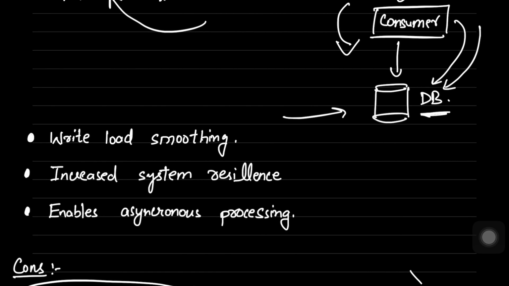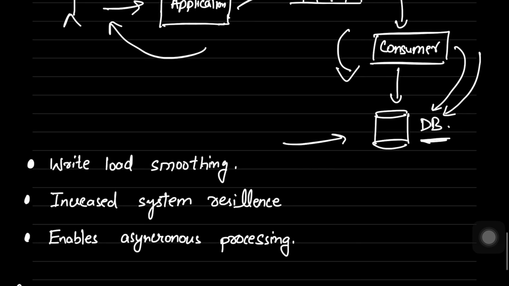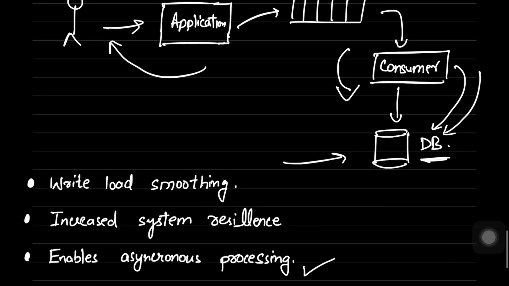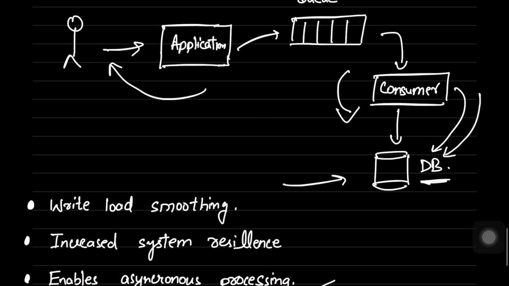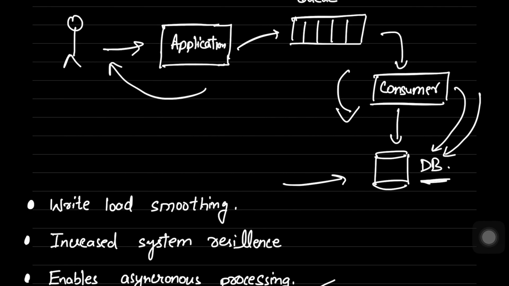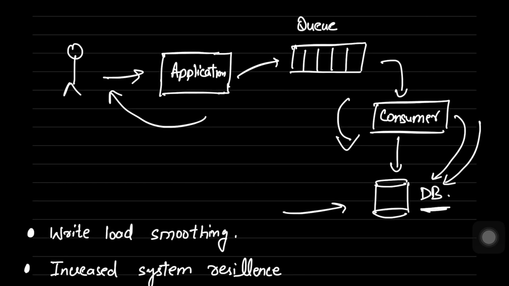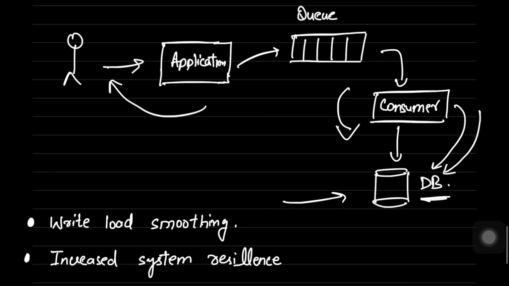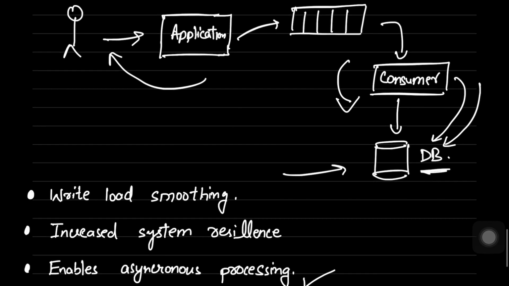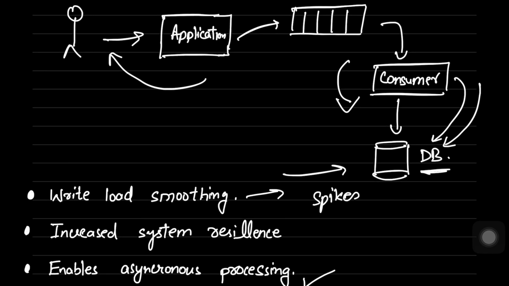The pros are definitely there. It enables asynchronous processing in your system. You have increased system resilience, because if your database is down for some time, your messages are still there in the queue, so you're not losing that data. Once the database comes up, your consumer can process the data and insert it into the database, and it can handle the spikes, as I said, because you're buffering the data in the queue.